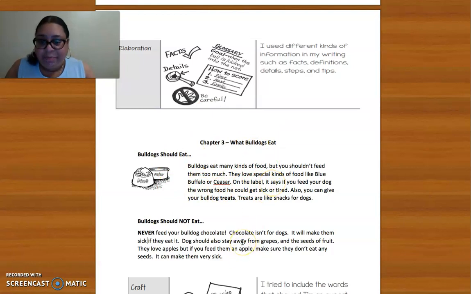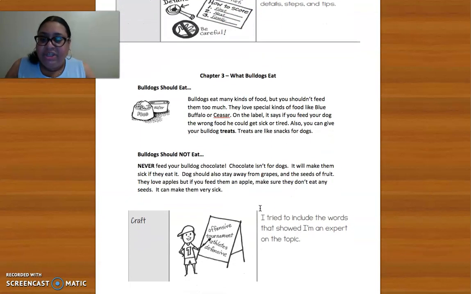Let me check here. Bulldogs should not eat. Never feed your bulldog chocolate. Chocolate isn't for dogs. It will make them sick if they eat it. Dogs should also stay away from grapes, the seeds of fruit. They love apples, but if you feed them an apple, make sure they don't eat any seeds. It can make them very sick. Well, that's a tip. Don't ever feed them seeds. Details. I definitely told them what to stay away from. Stay away from grapes and the seeds of fruit. So my elaboration in this part is pretty good also.